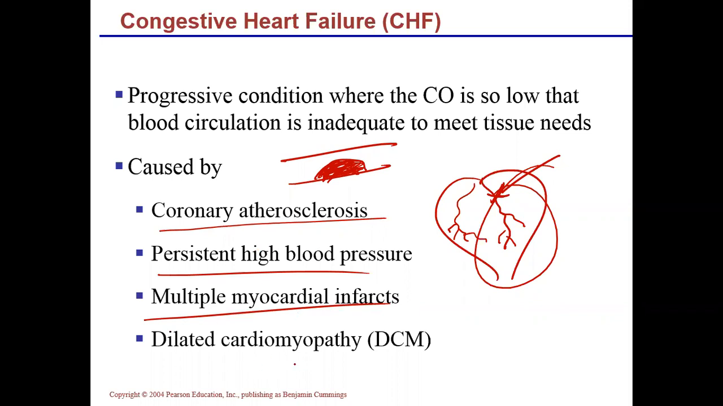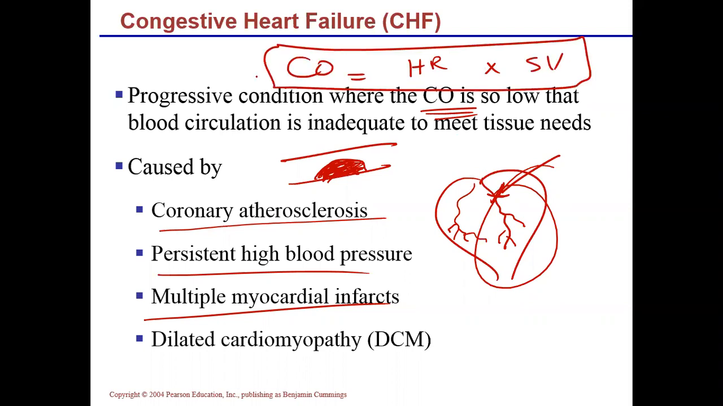Dilated cardiomyopathy. So again, this just tells you that if the heart is not functioning properly, it's going to affect the cardiac output. That's what it's trying to tell you. Both factors, heart rate and the stroke volume, are important to the cardiac output, all right, to achieve homeostasis.